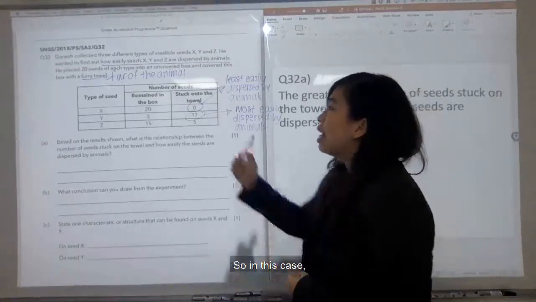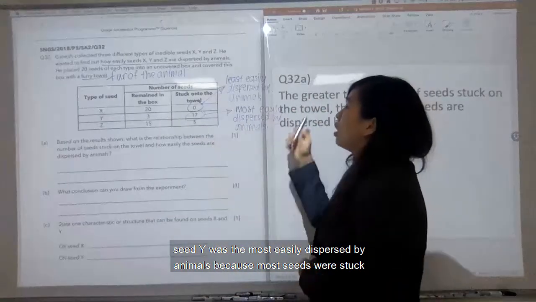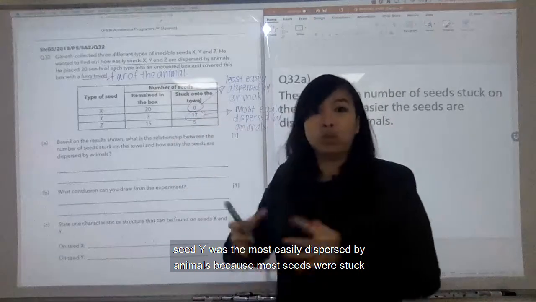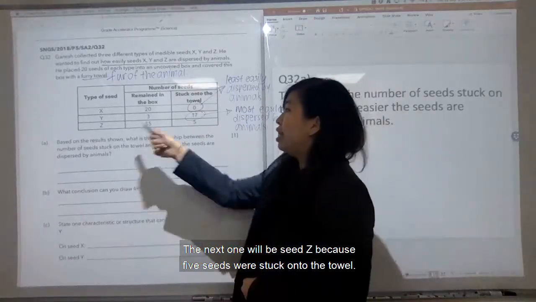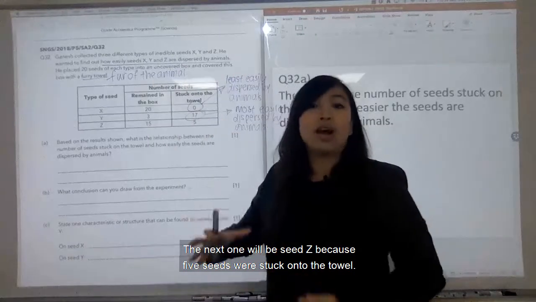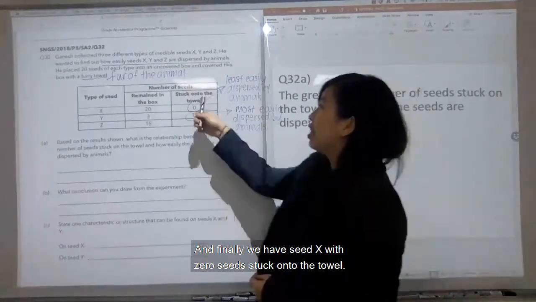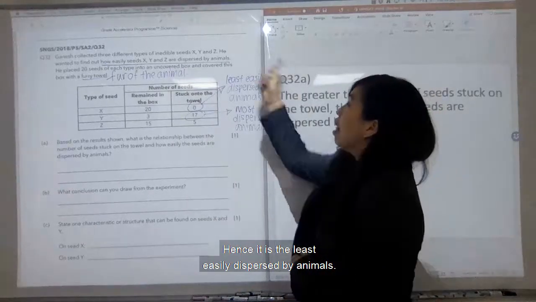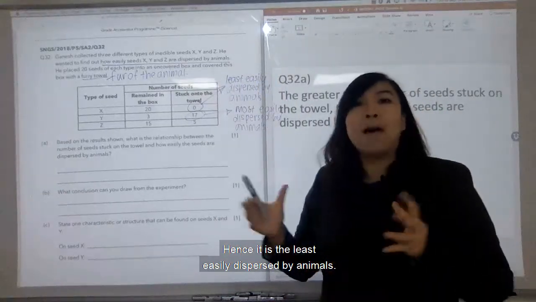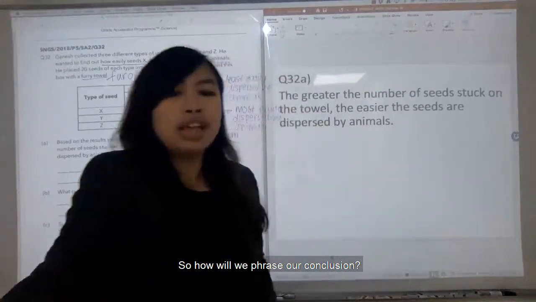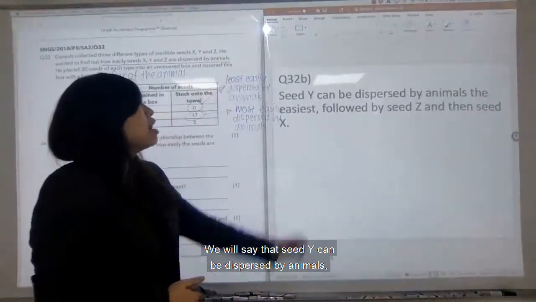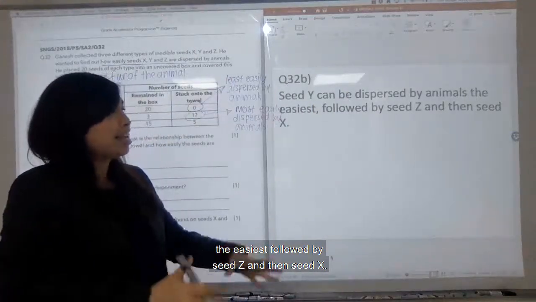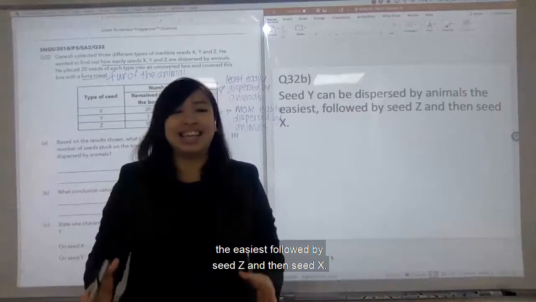So in this case, seed Y was the most easily dispersed by animals because most seeds were stuck onto the towel. The next one will be seed Z because 5 seeds were stuck onto the towel. And finally, we have seed X with 0 seeds stuck onto the towel. Hence, it is the least easily dispersed by animals. So how will we phrase our conclusion? We will say that seed Y can be dispersed by animals the easiest, followed by seed Z and then seed X.